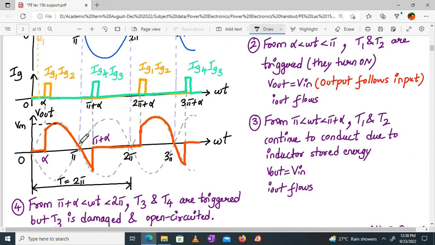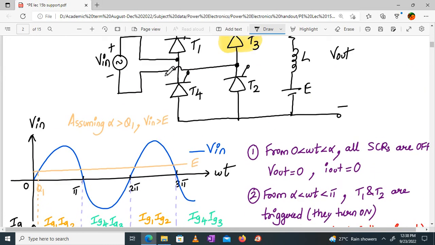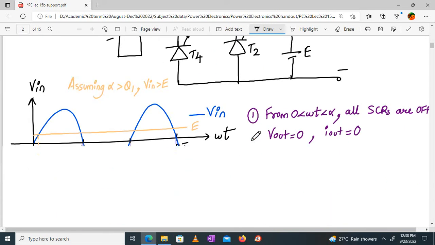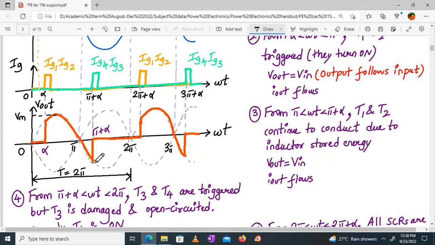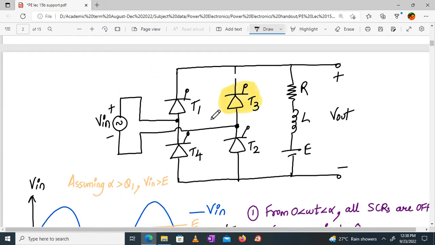Output will follow the input like this. ठीक है? Now from pi to pi plus alpha, your SCRs 1 and 2 will keep on conducting. Right? Because of the inductor. Inductor will tell them to continue further. So from pi to pi plus alpha, your output will be equal to input. उसके बाद क्या हो रहा है देखो. उसके बाद what happens? We go into negative.